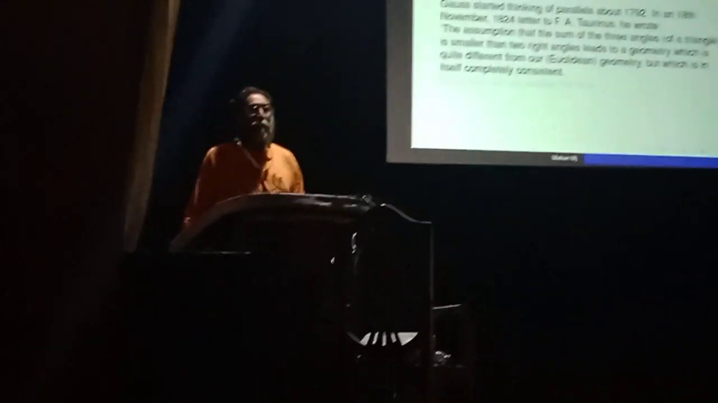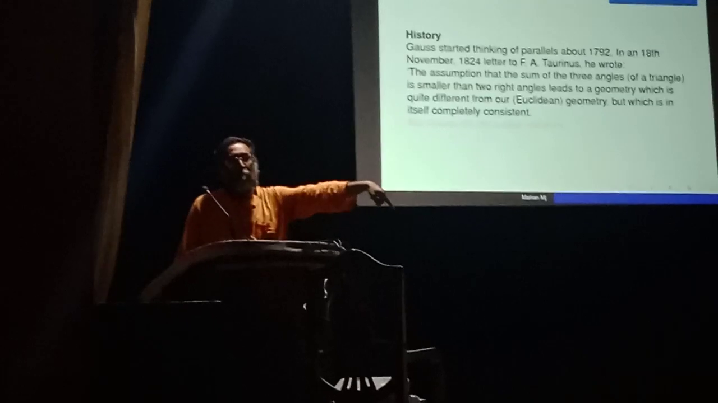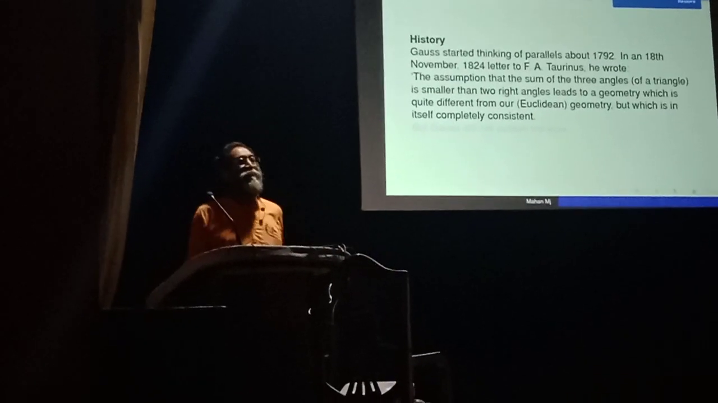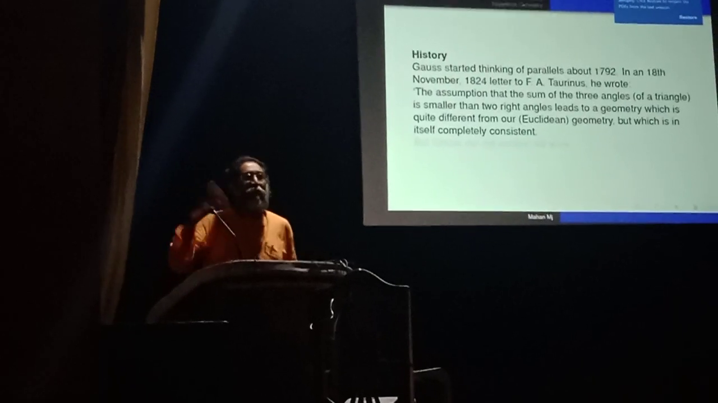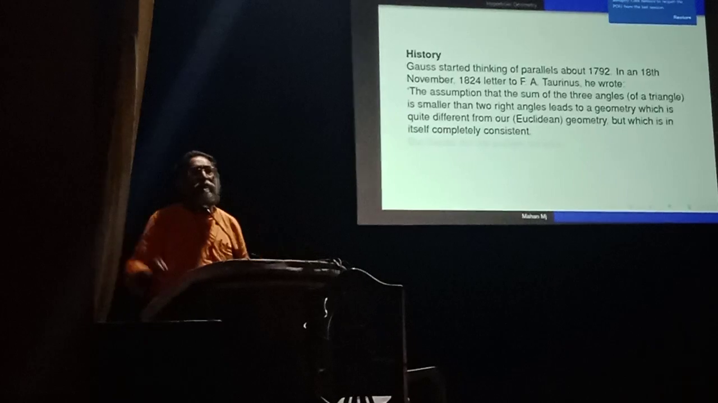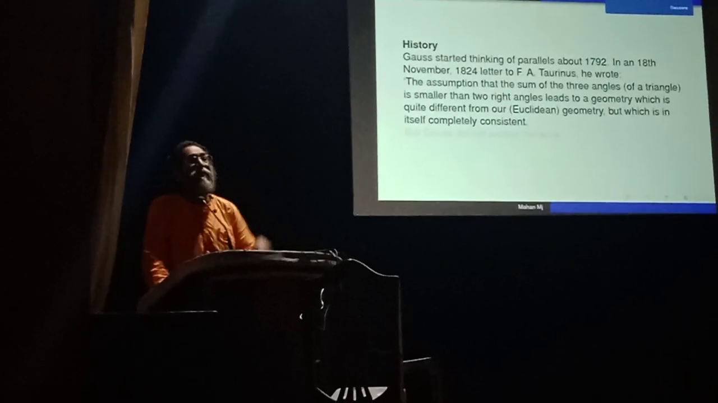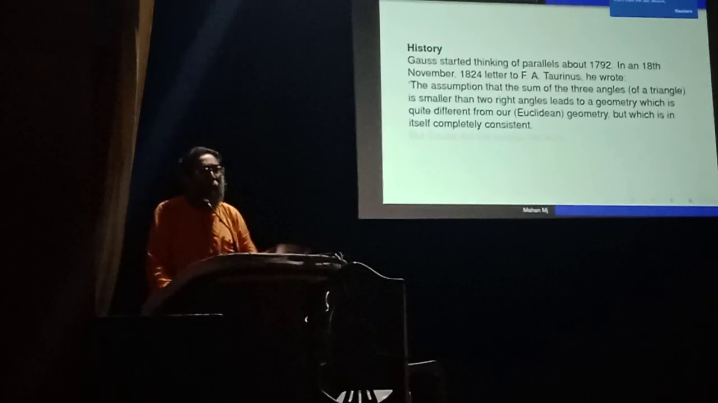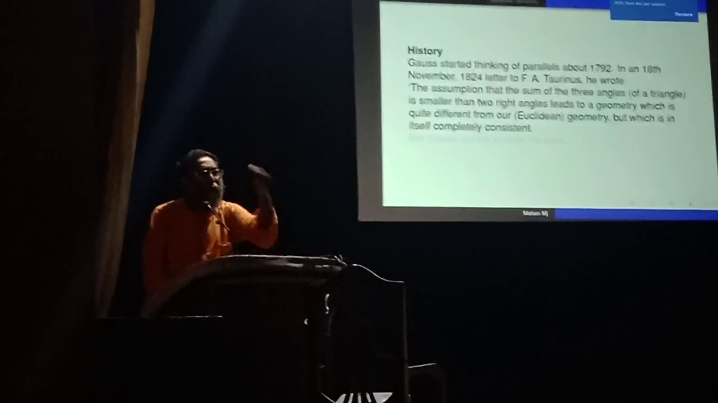Which means what? That means the first four axioms and the equality axiom give rise to one geometry. The first four axioms and the strictly less than axiom give rise to another system of geometry. Both these systems are consistent, which means that this fifth axiom can neither be proven from the remaining four axioms, nor can it be disproven assuming the remaining four axioms.